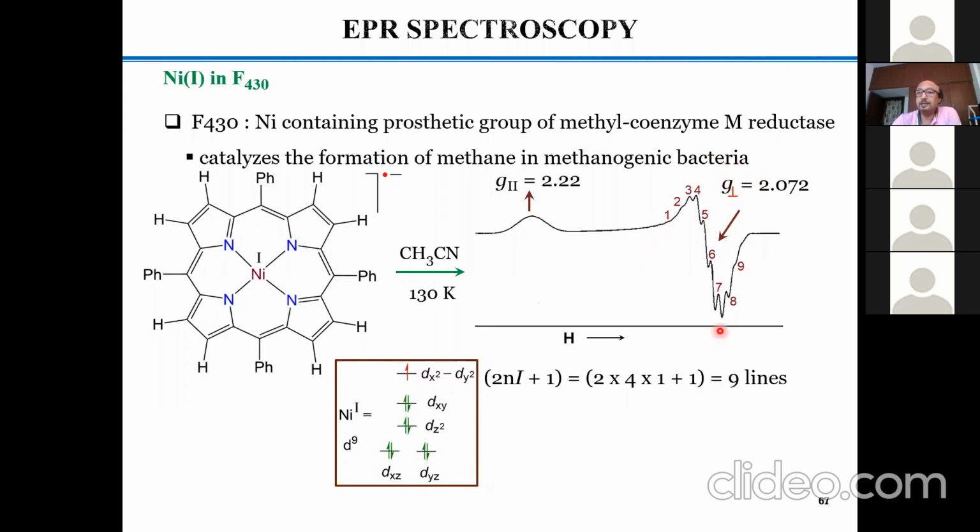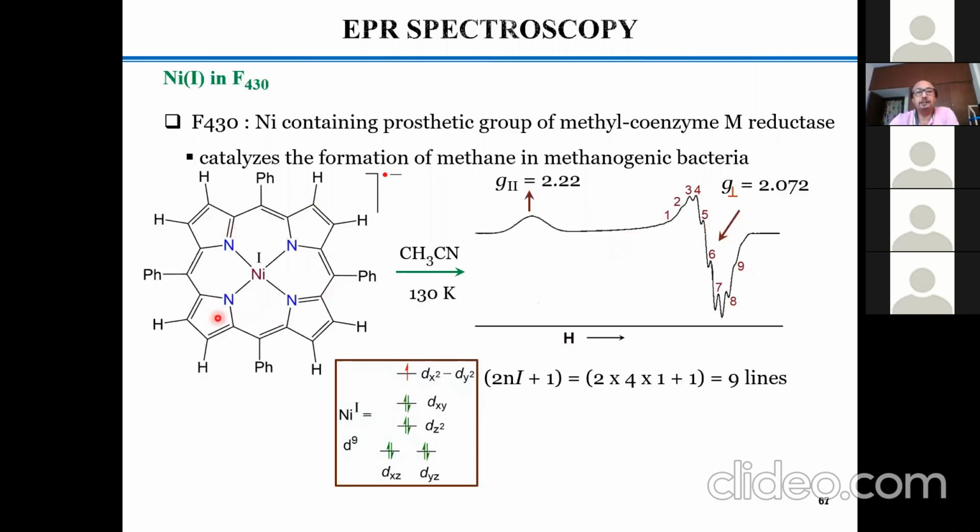And this perpendicular line has now been split into, as I have written over here, 9 lines, which is very understandable because of the 4 equivalent nitrogens. If they were not equivalent, one could argue otherwise. You would have the multiplication of 2 n i plus 1, then 2 m i plus 1, 2 z plus 1, something like that, right? But here you have to consider only 4 into 1 plus 1. Of course, 2 is there in the beginning. So 9 lines.